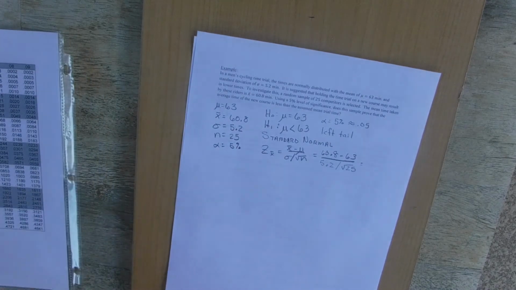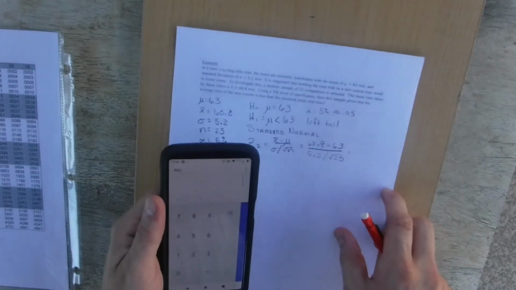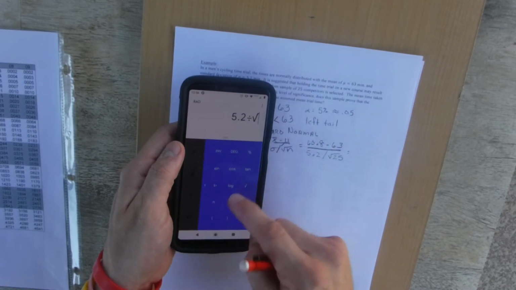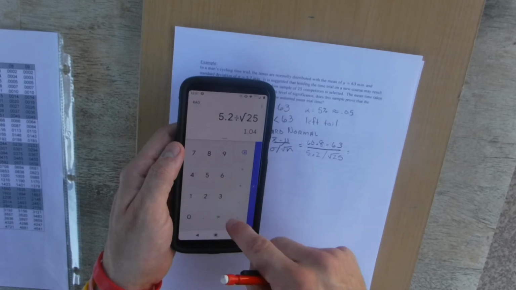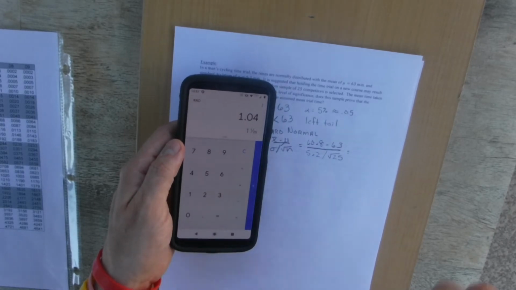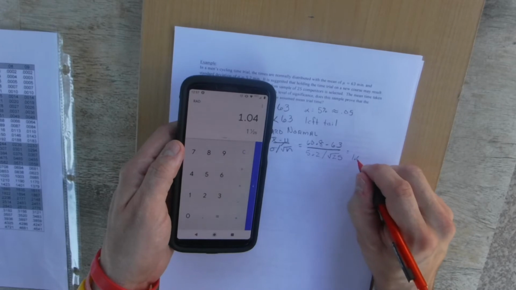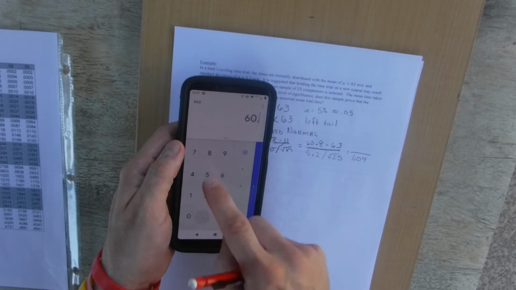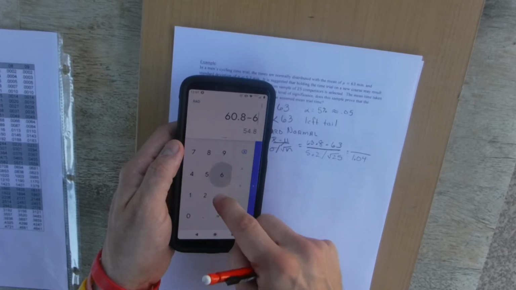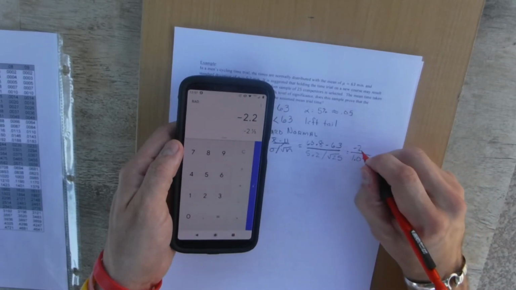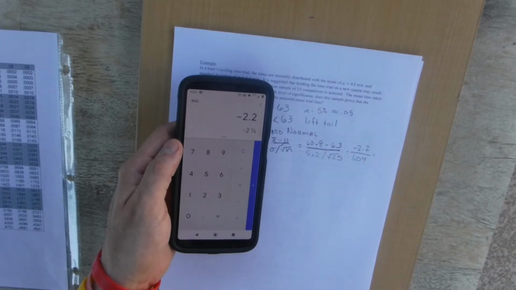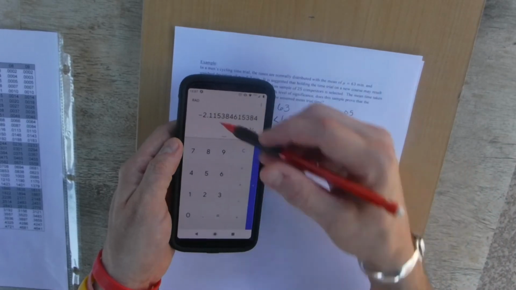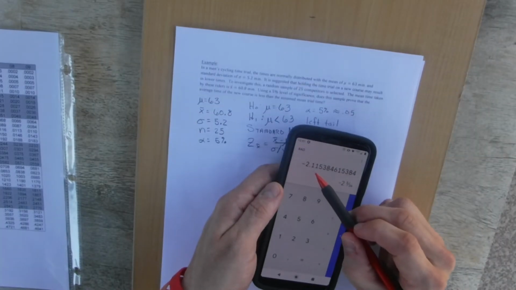Okay, so the one math problem that we have here. So let's go with the bottom. So this is 5.2 divided by the square root of 25, 1.04. And the top, 60.8 minus 63. So negative 2.2 divided by 1.04 is negative 2.12.